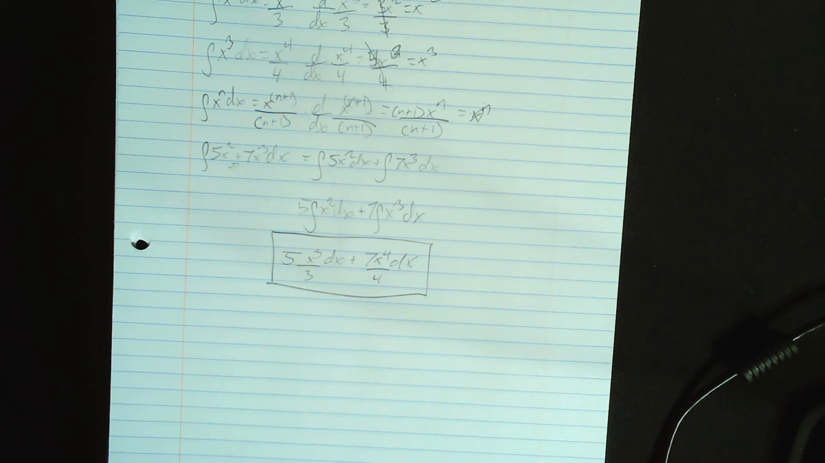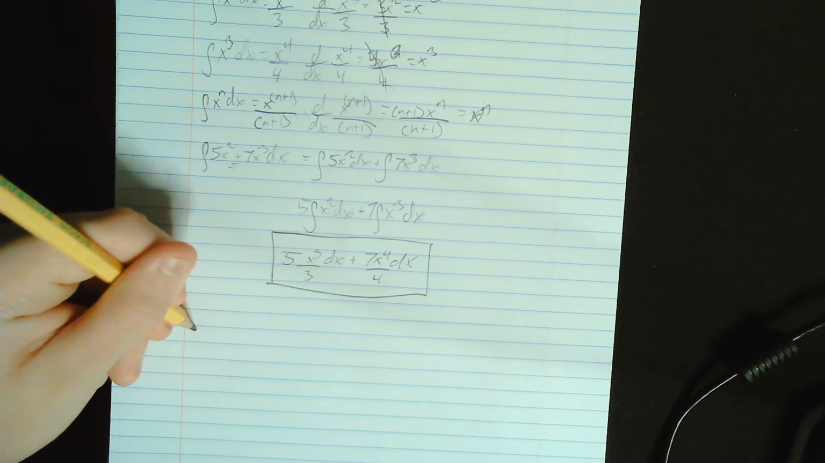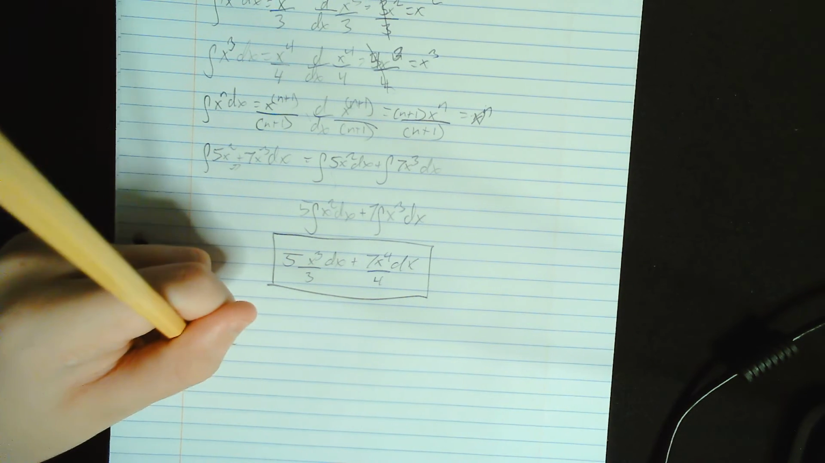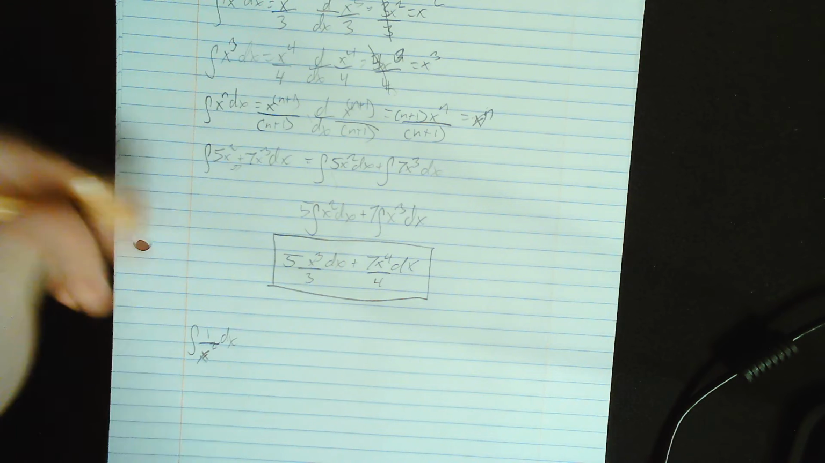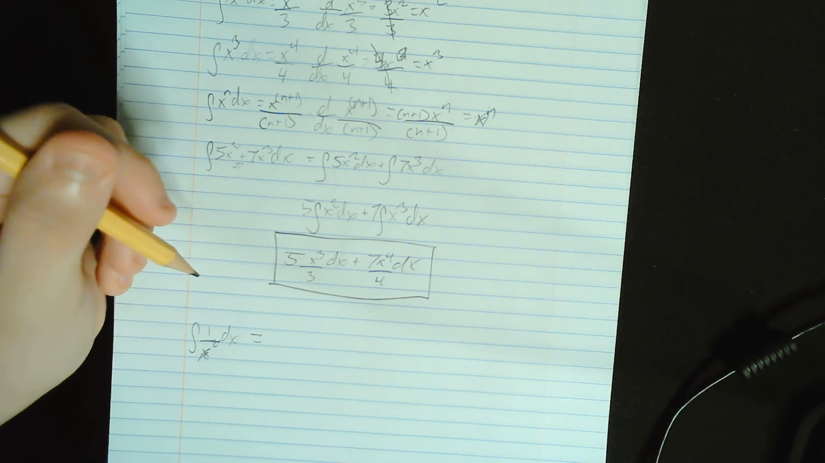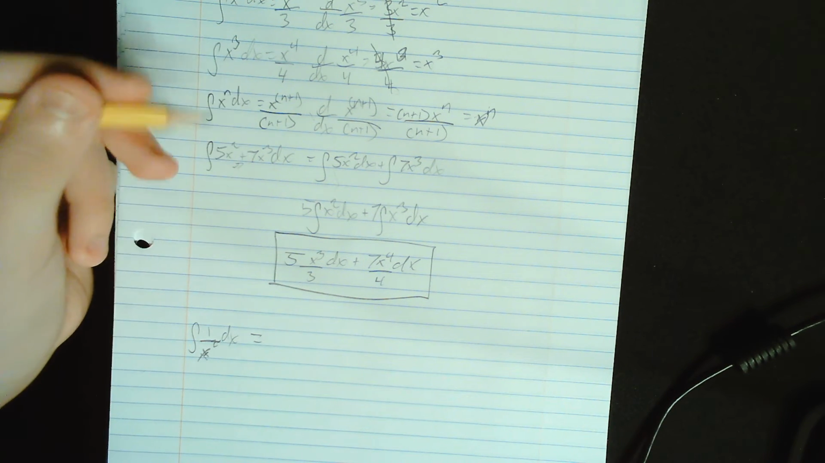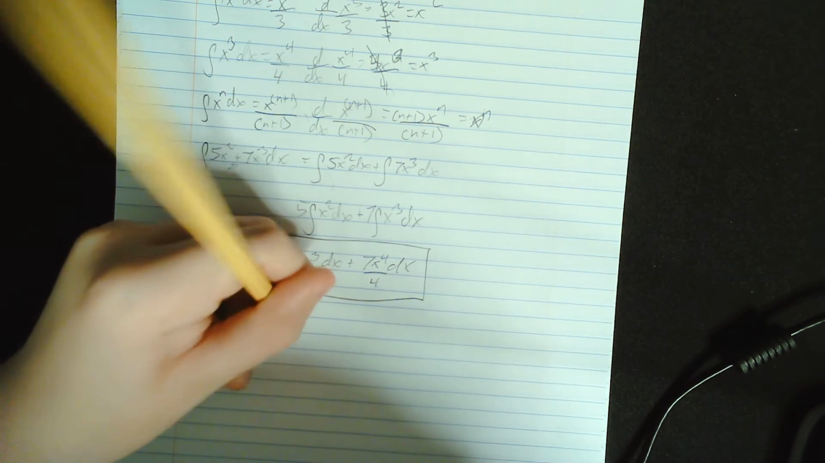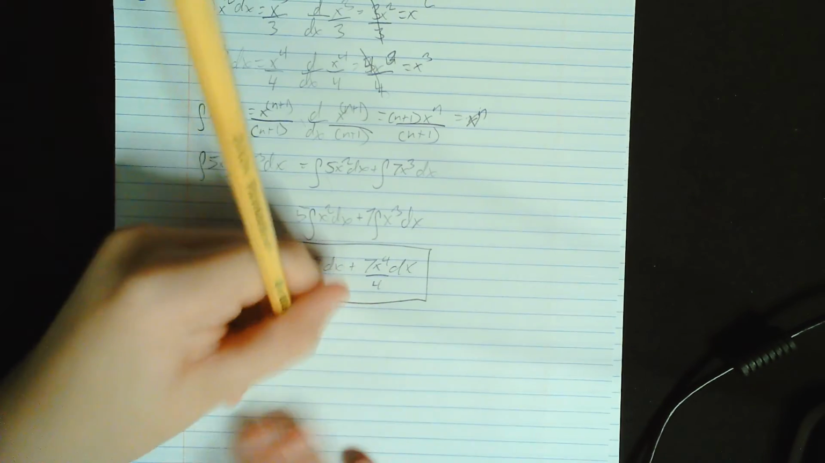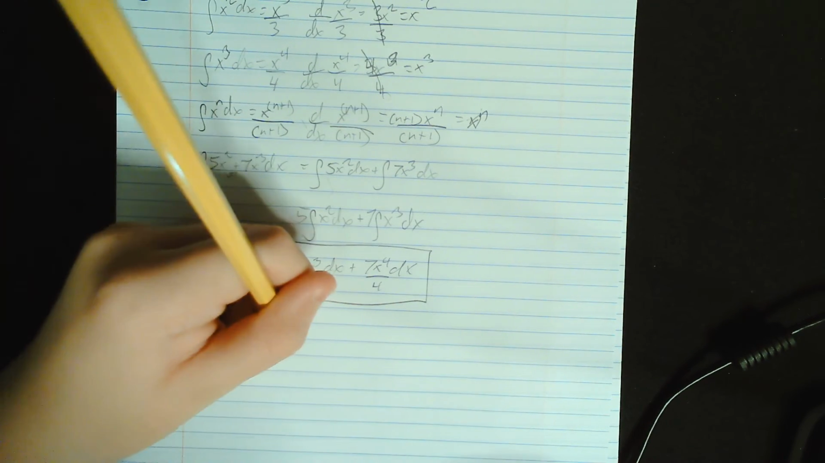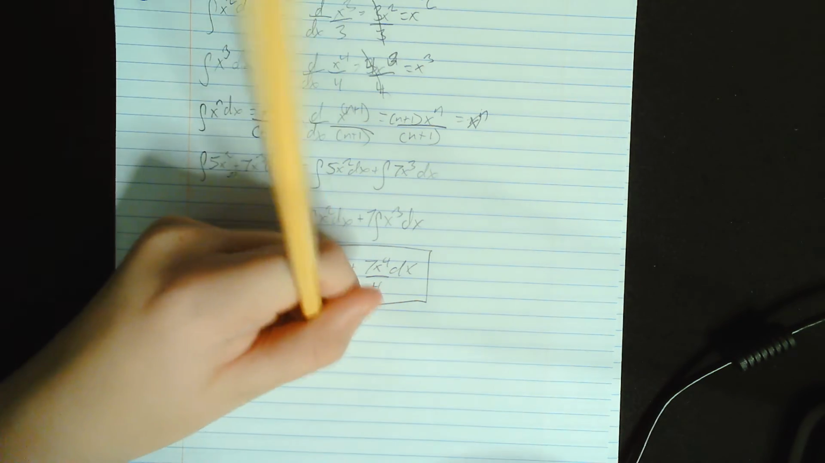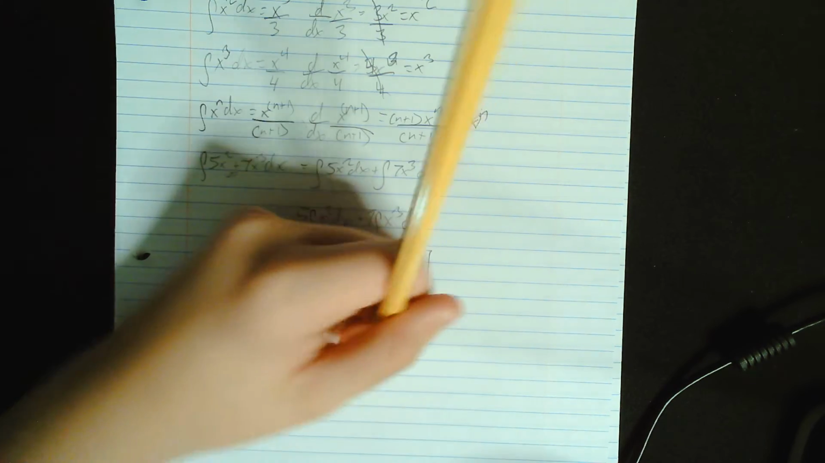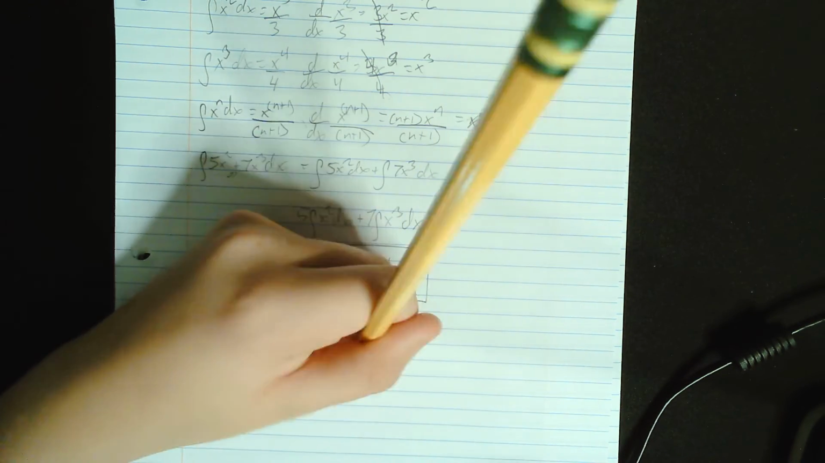What about fractions? Say we have the integral of 1 over x squared dx. What we can do is use exponent rules. 1 over x squared is actually x to the negative 2. So the integral of x to the negative 2 dx, which is then, if we add 1 for n plus 1, x to the negative 1 over negative 1.